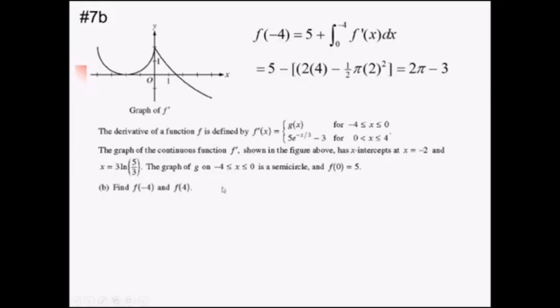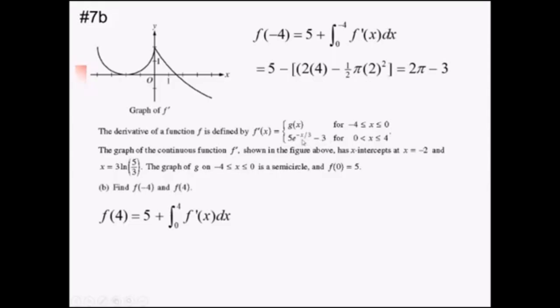Same kind of idea. We're going to start at f of 0, or 5, and then we're going to add the integral now from 0 to positive 4 of f prime of x dx. But now what is this going to look like? We can't really do this geometrically, but we do have a piecewise function that tells us exactly what the formula for f prime is from 0 to 4. So we're now going to take the antiderivative of this exponential expression here.